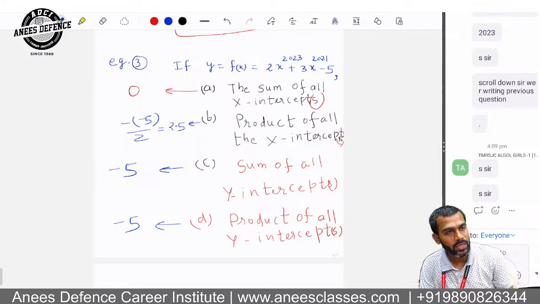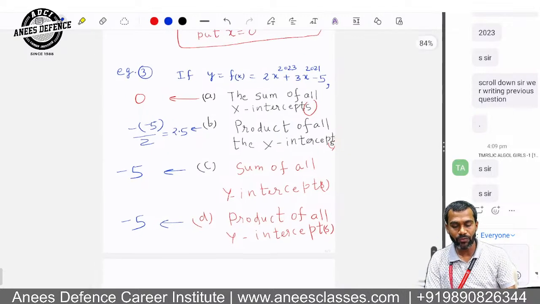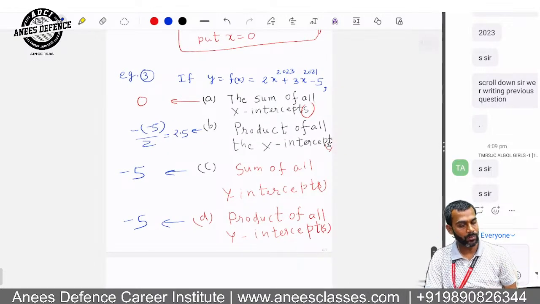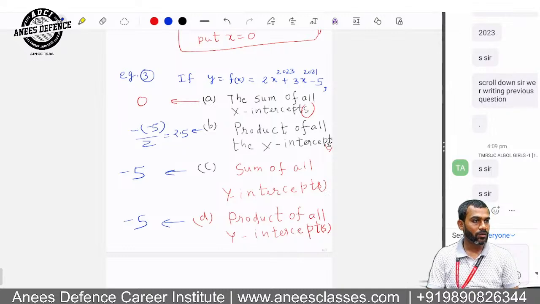They have just tried to confuse you a bit, it's a language game. So the answer would be 0, then 2.5, then minus 5 and minus 5. Did you understand? Why am I getting a doubt?